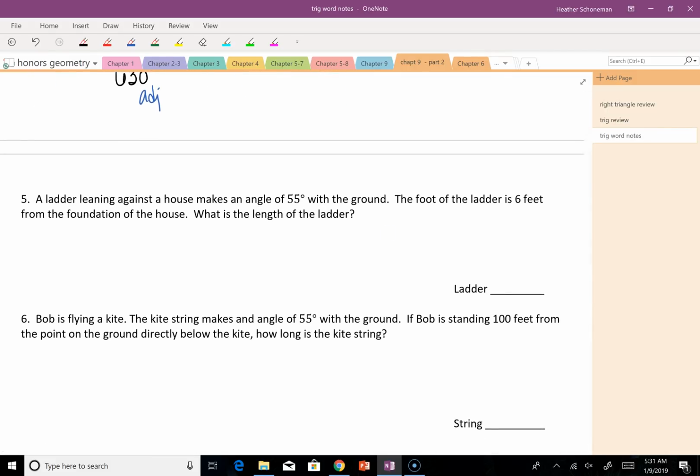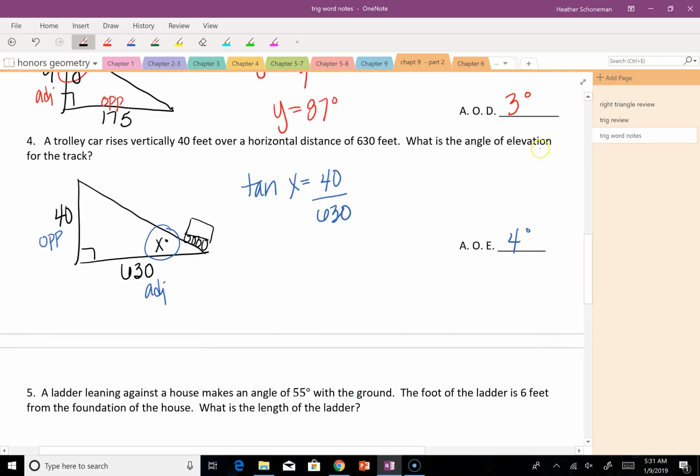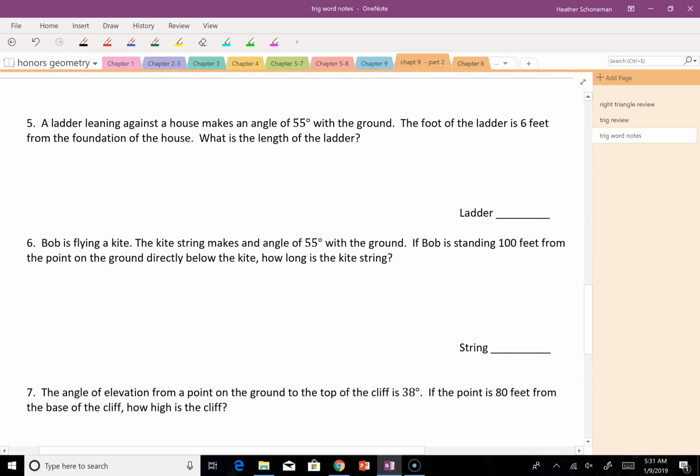Okay, a ladder is leaning against a house. Now, these angle of elevation and angle of depression, those happen a lot, but not in every problem. So let's look at somewhere that doesn't even talk about it. We don't need it. A ladder is leaning against a house. So let's draw your house. Make sure you put a chimney so Santa can get in. Here's your ladder.